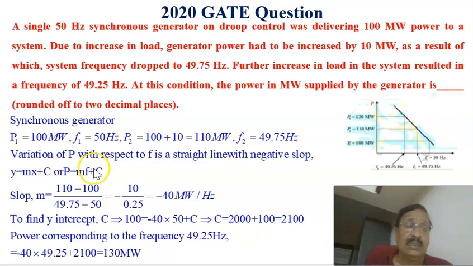for any frequency. Therefore, the question is that for the frequency drop to 49.25 Hz, what is the power delivered? Substituting that frequency 49.25 in this equation, here P equals m into f plus c, where m equals minus 40. Minus 40 into 49.25 plus c, 2100, which equals 130 megawatt. Therefore, at the frequency drop to 49.25 Hz, the power delivered is equal to 130 megawatt. That is the answer, 130 megawatt.